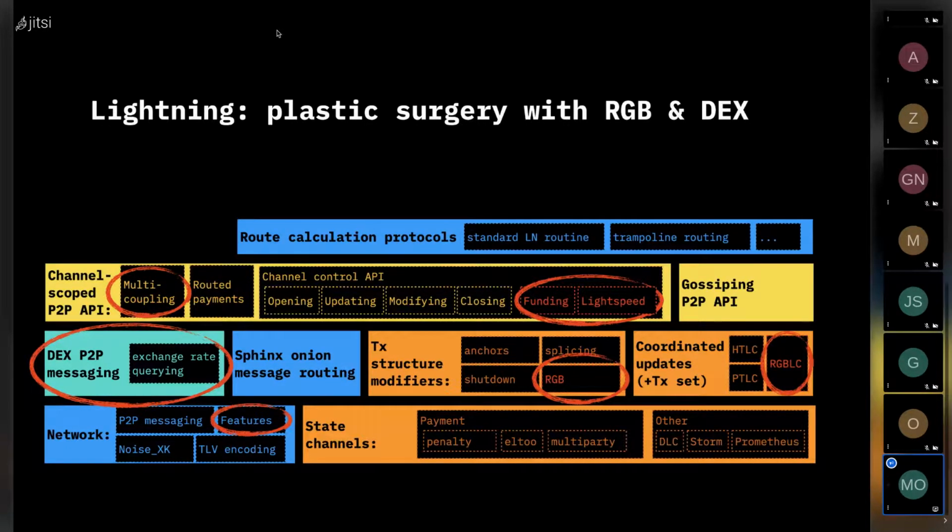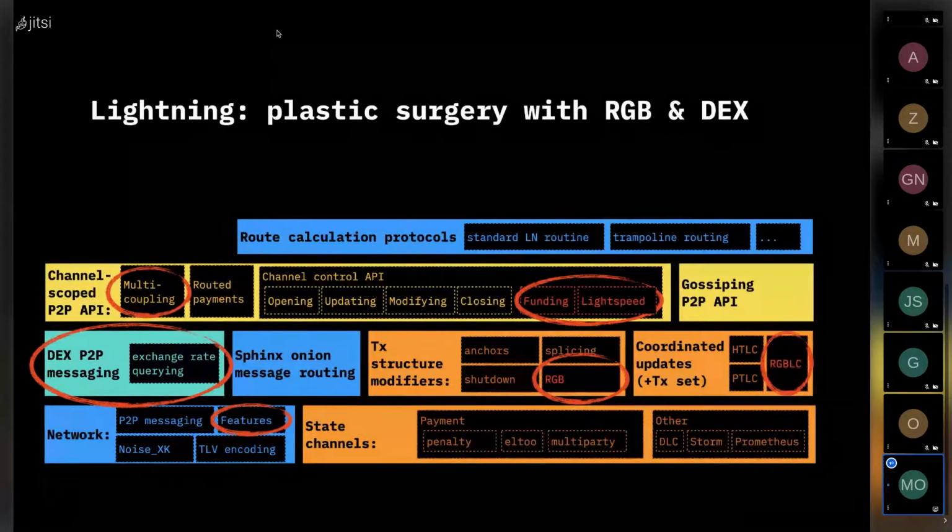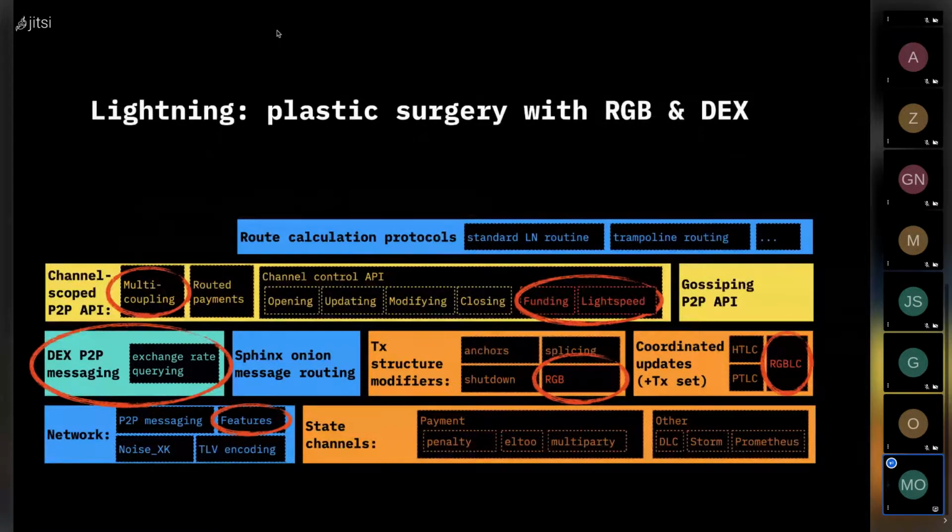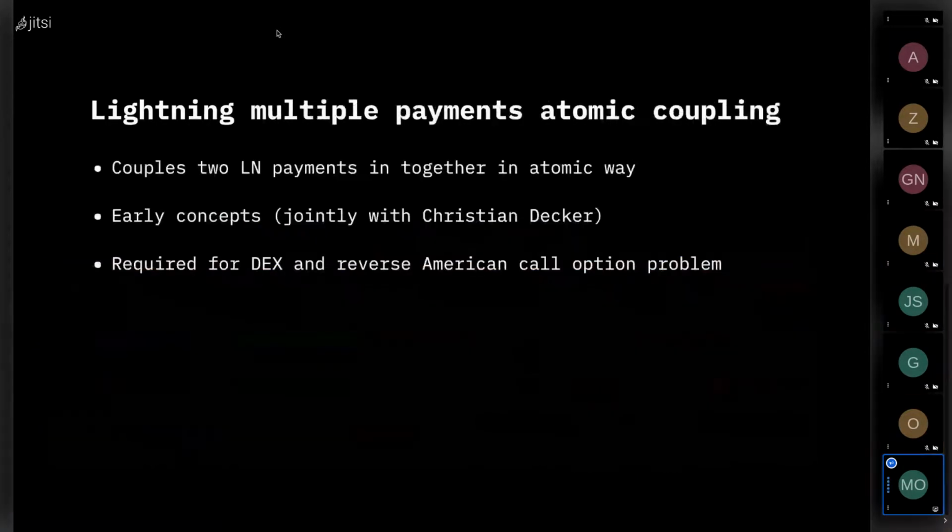This multi-payment coupling is not completed yet. It's not described anywhere. It came from the discussions that I have had with Christian Decker, and last week I was discussing it once again. I hope that over the next few weeks we will be able to come to some formal description of how this can and will work. So that's all. I already said about that.